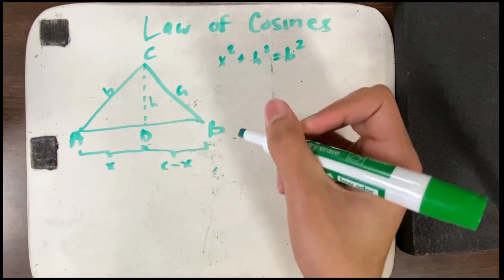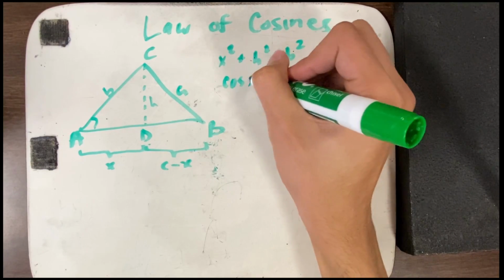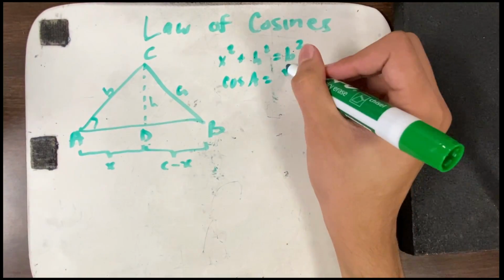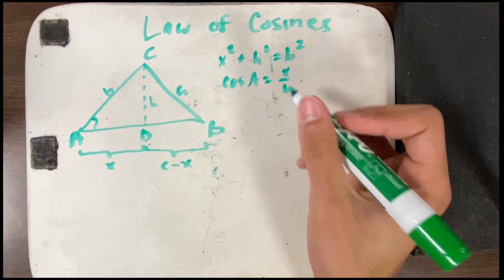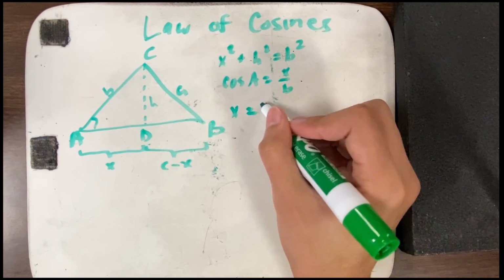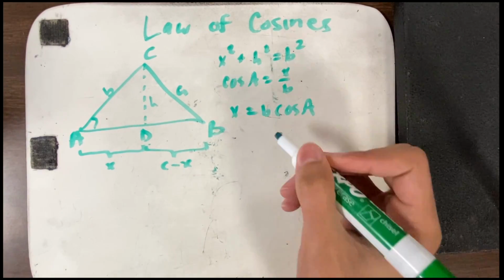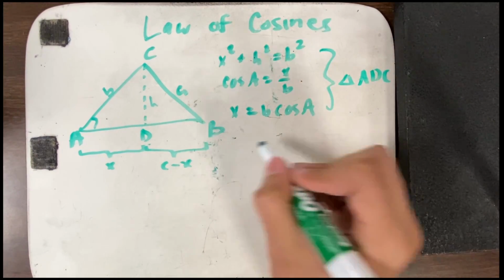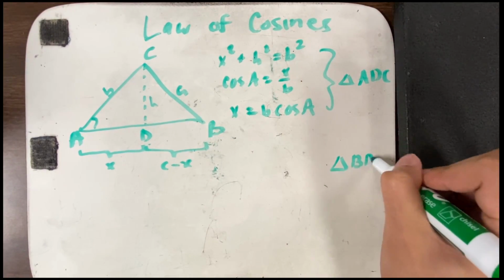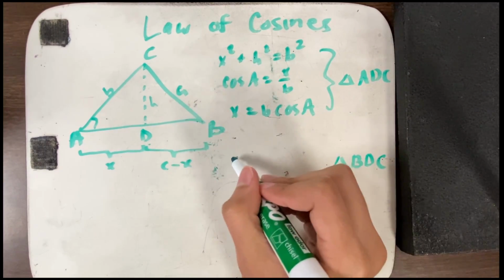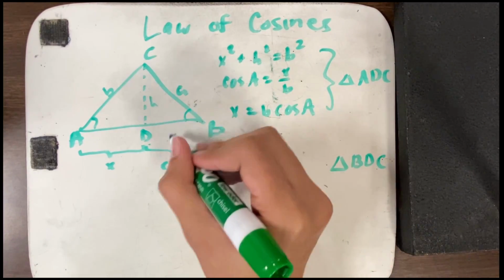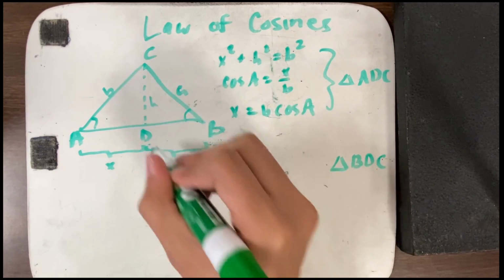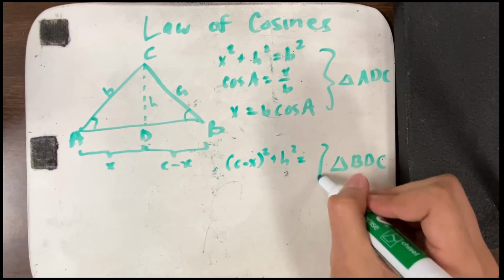And we can also see that cosine A would equal x over b. Now solving for x, we get that x equals b cosine A. This will be important for later on. And remember, this was from triangle ADC. Now looking at the bigger triangle, triangle BDC, well, it's not bigger, but whatever. We can see that c minus x squared plus h squared equals a squared, right?